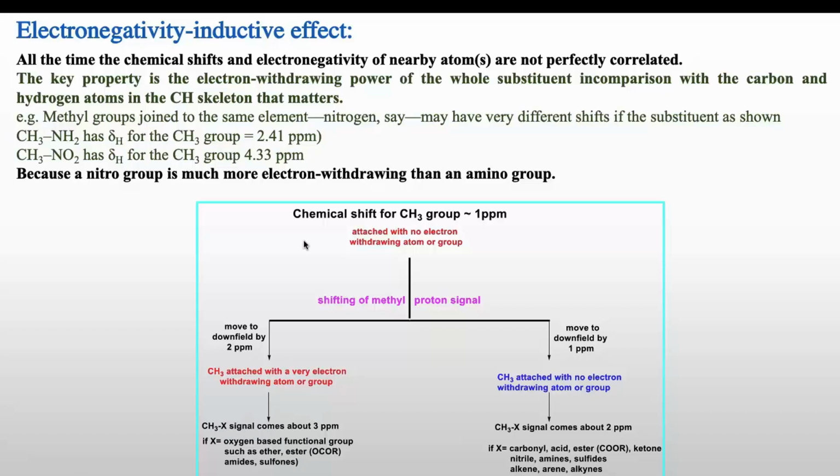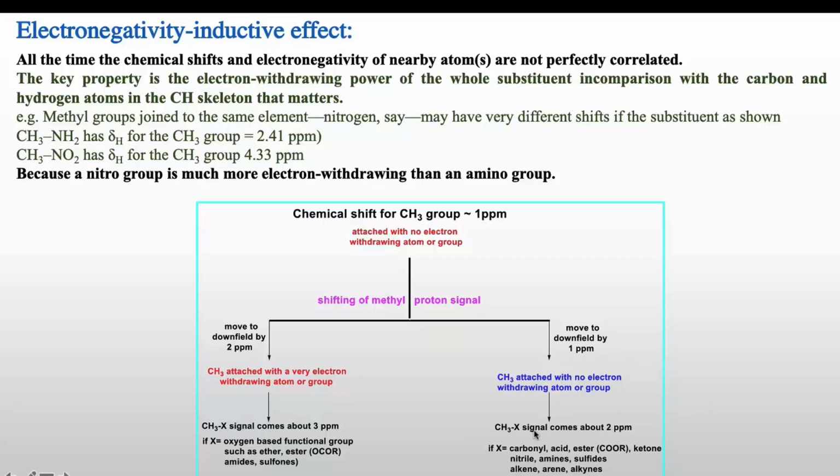So in this table we can see the shifting of protons due to different electron withdrawing atoms or groups. If a methyl group is not connected with any electronegative atom or group, it will come at around 1 ppm. But if it's connected to different electronegative atoms or groups, its chemical shift value will increase, meaning it will move downfield. If it's connected to a mild electronegative, electron withdrawing group, its chemical shift value increases only by 1 ppm, meaning it will move downfield only 1 ppm.